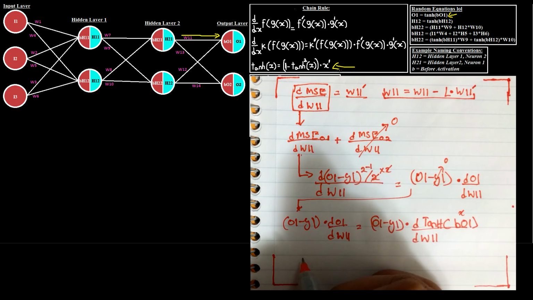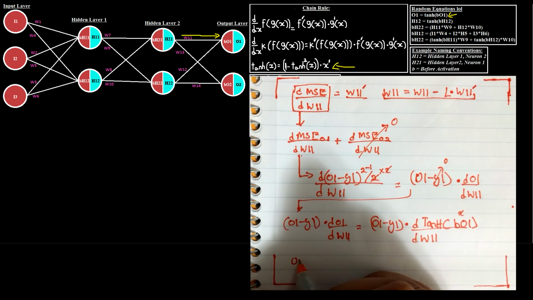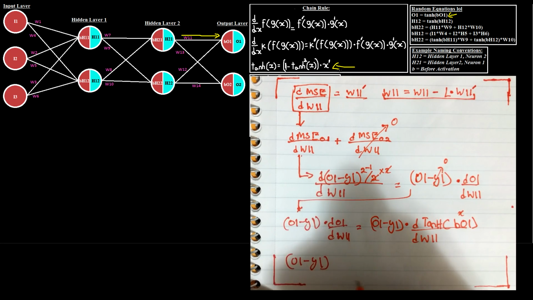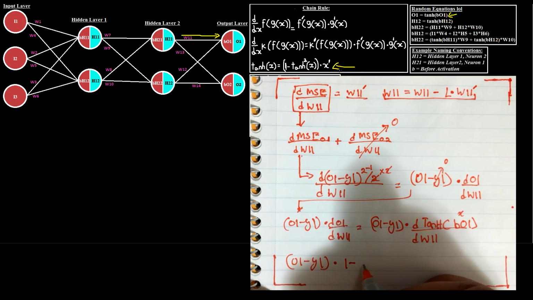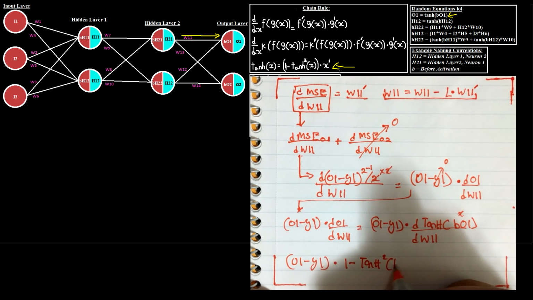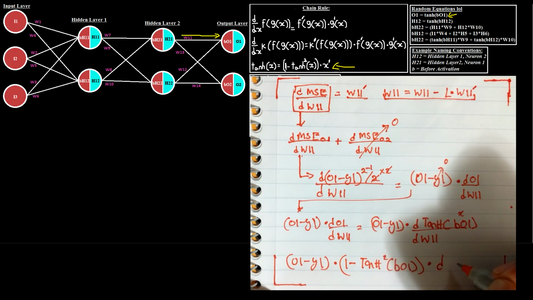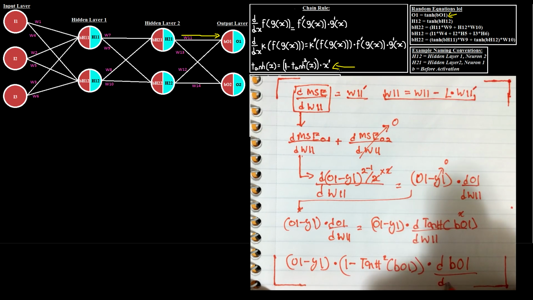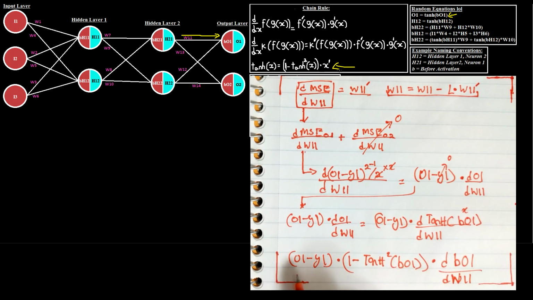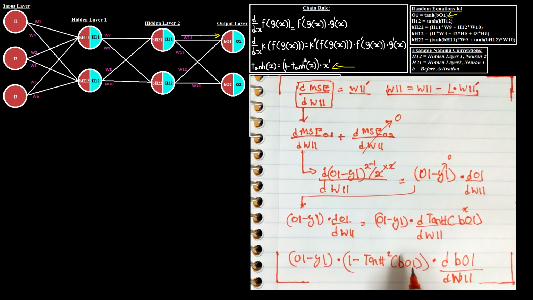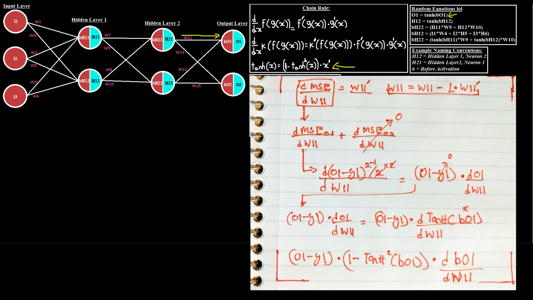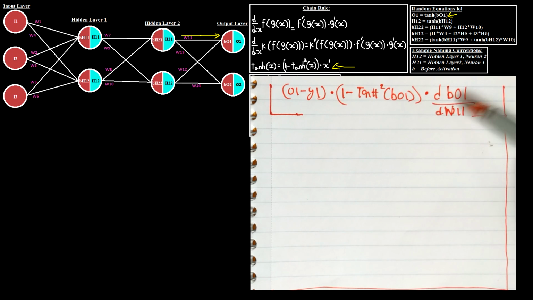So essentially what this is going to end up being is O1 minus Y1 times 1 minus tanh squared of BO1 times the derivative of BO1 with respect to the derivative of weight 11. That's essentially what it ends up being. So now what we need to do is expand this BO1 part.